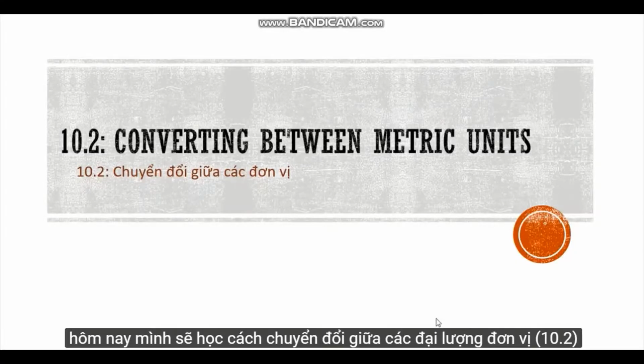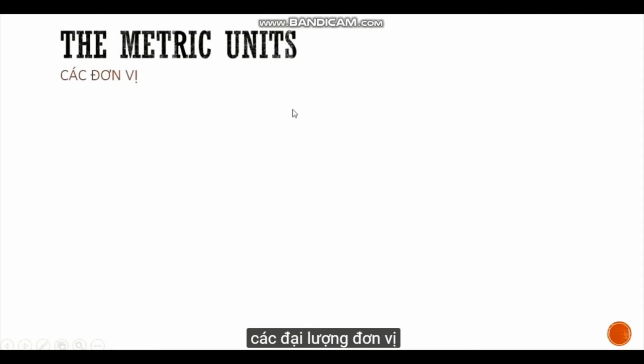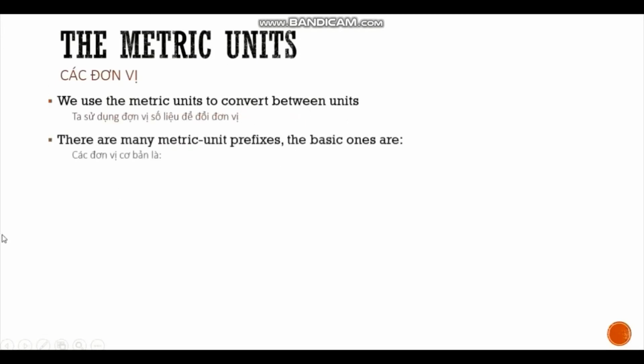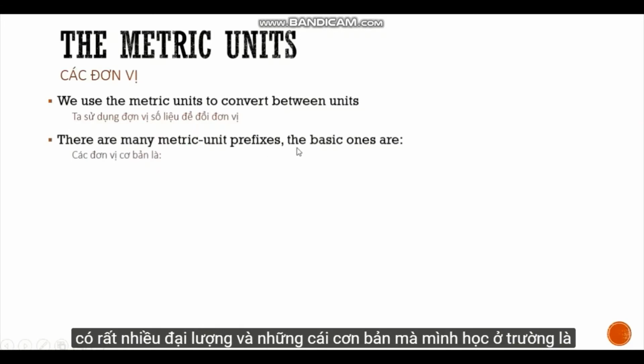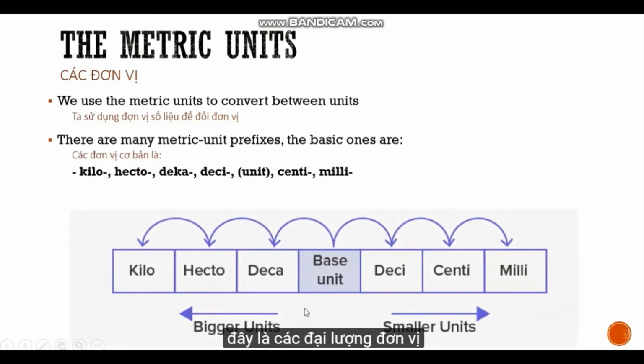So today we will learn about converting between metric units. 10.2. We use the metric units to convert between units. There are many metric unit prefixes, and the basic ones that we learn in school are kilo, hecto, deca, deci, centi, and milli. Between deca and deci would be the base unit. Here are the metric units. As we go further to the left, it would be the bigger units, and further to the right would be the smaller units.